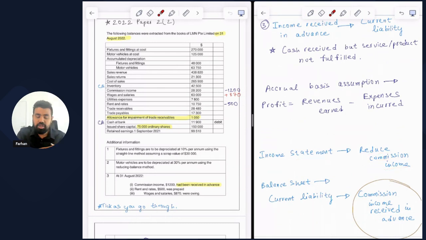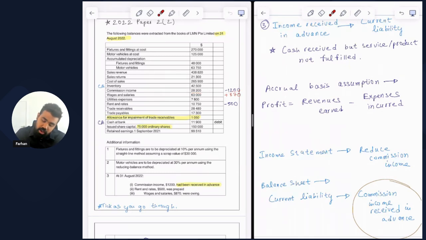So look into the question on the left-hand side, you will see the commission income originally was given as $28,200, and I'm subtracting $1,200 from that because this $1,200 is not earned income. This $1,200 falls under the definition of a current liability and must be shown as part of the current liability. But in the income statement, when you add the other income to the gross profit for commission income, you must subtract $1,200 from the original balance of $28,200 that is given to us.